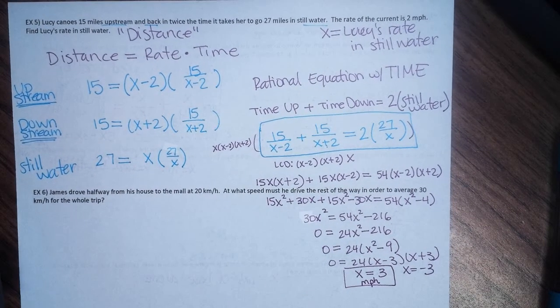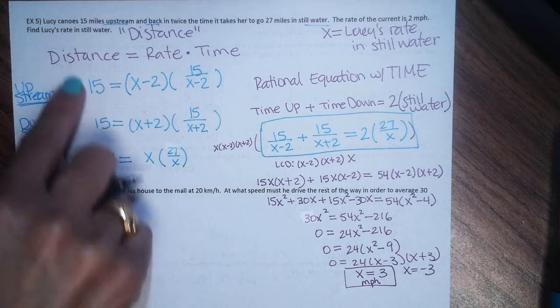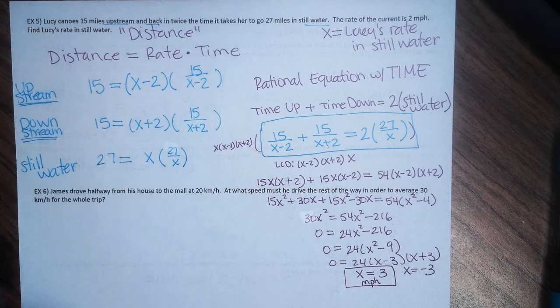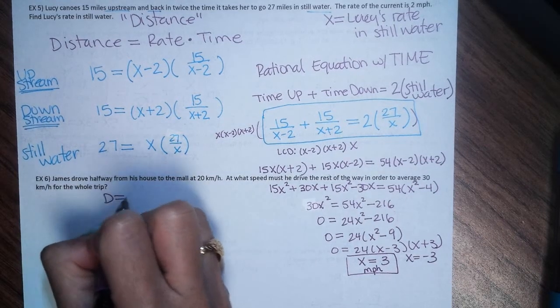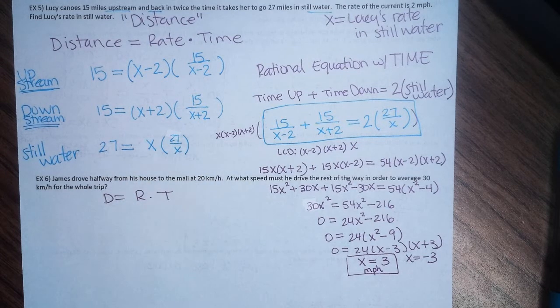And this is how you do a distance problem. You need to set up your distance equals rate times time. So let's try it again on number 6. I'll pause for a question. So number 6. It's another distance problem because it involves distance, rate, and time. So distance equals rate times time.